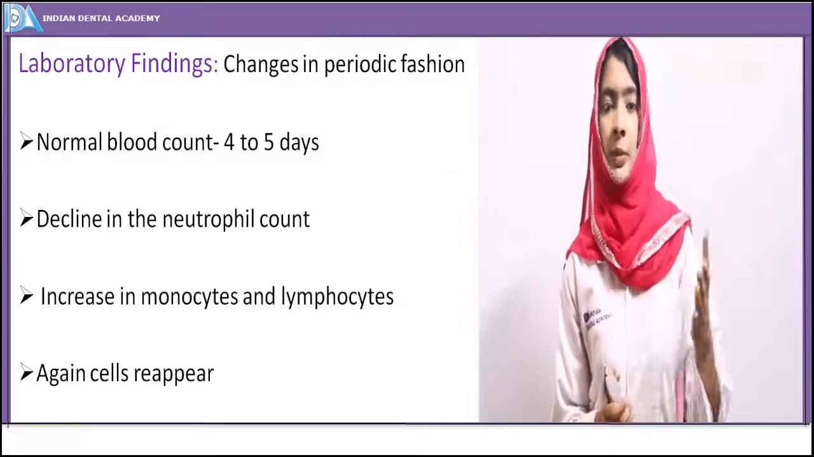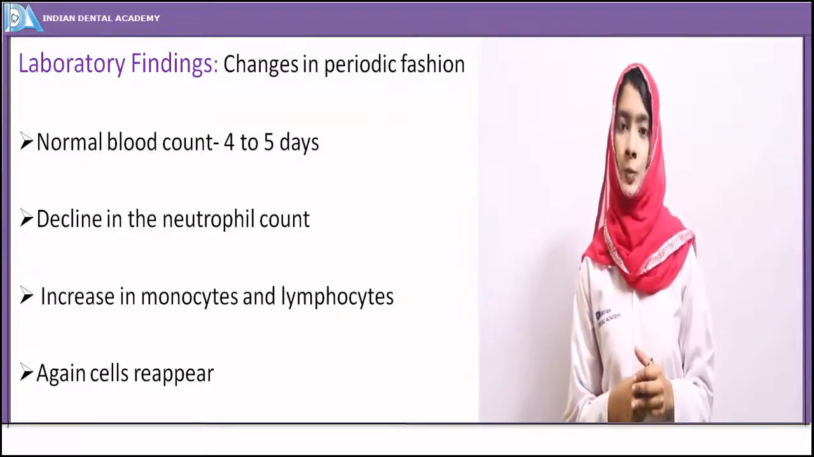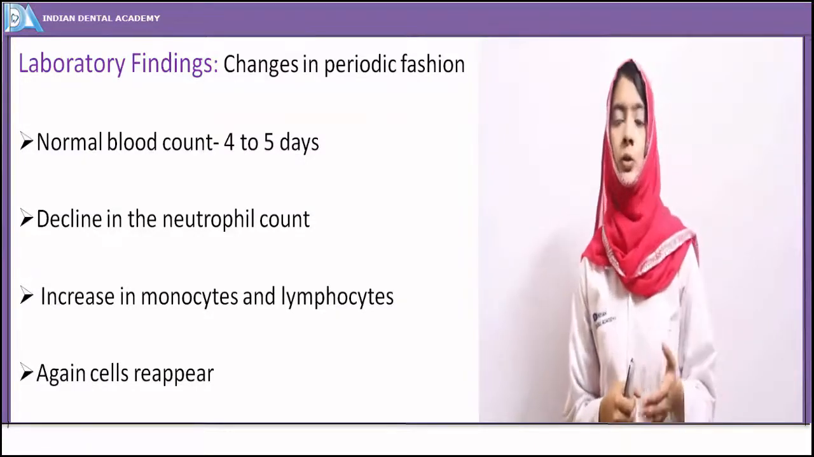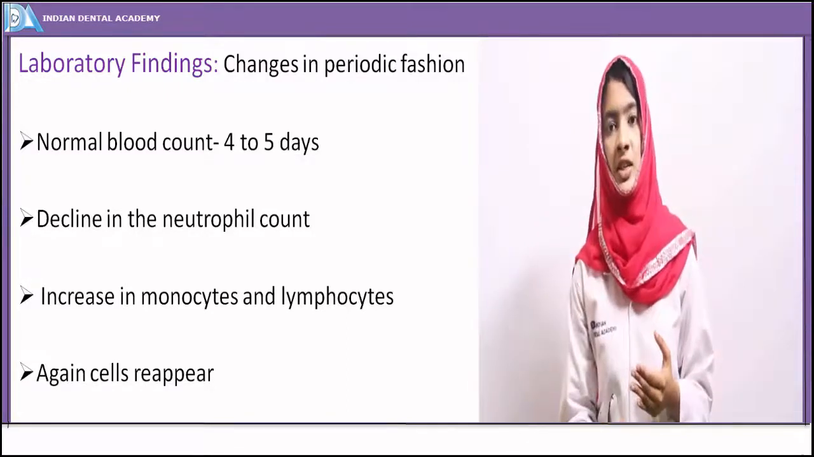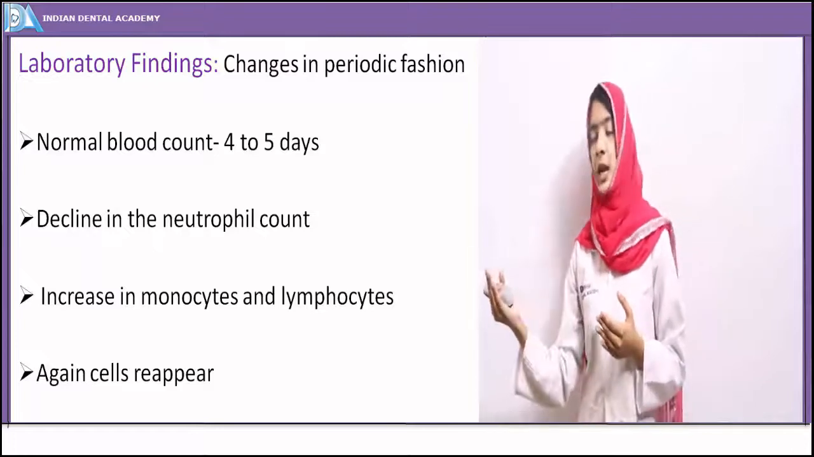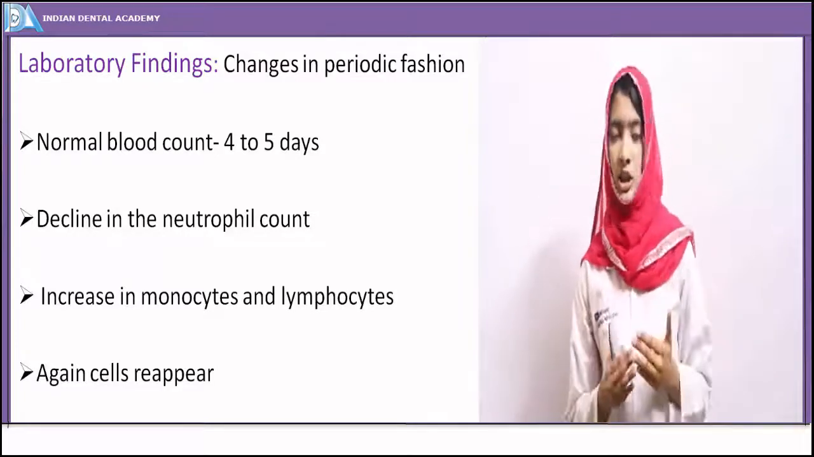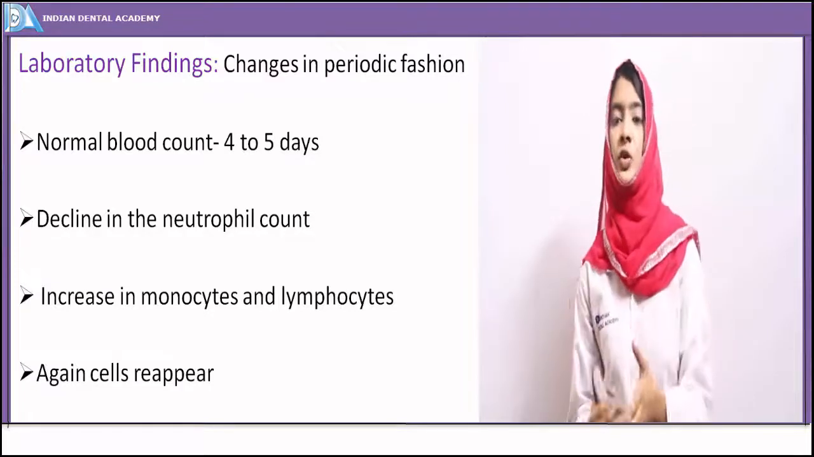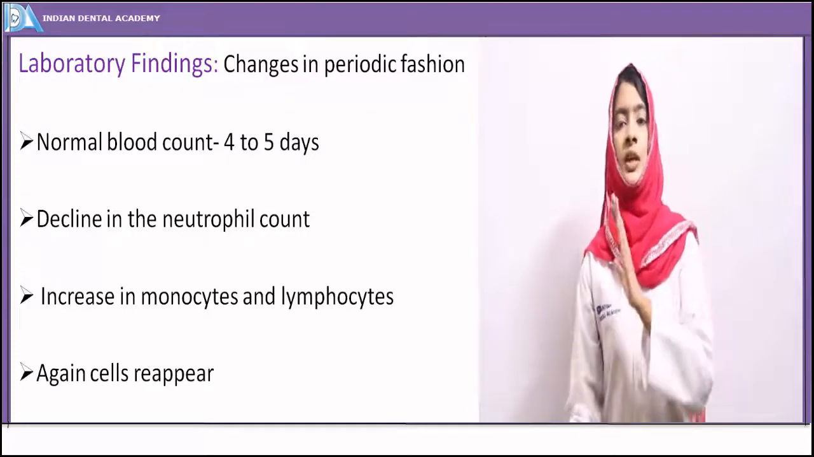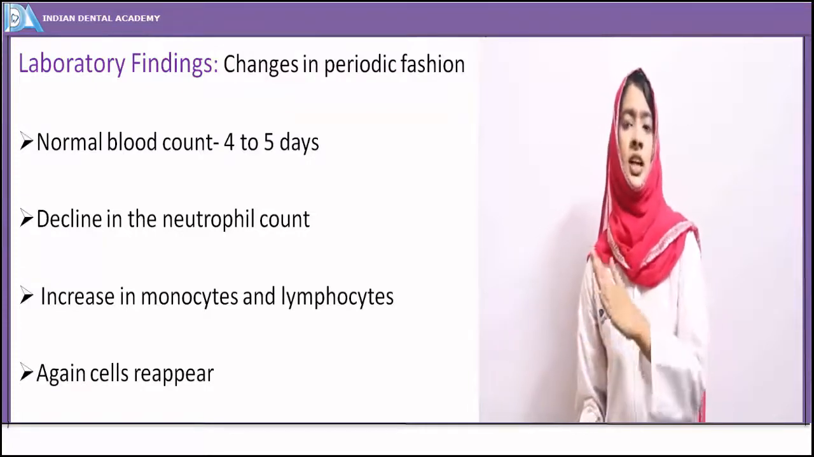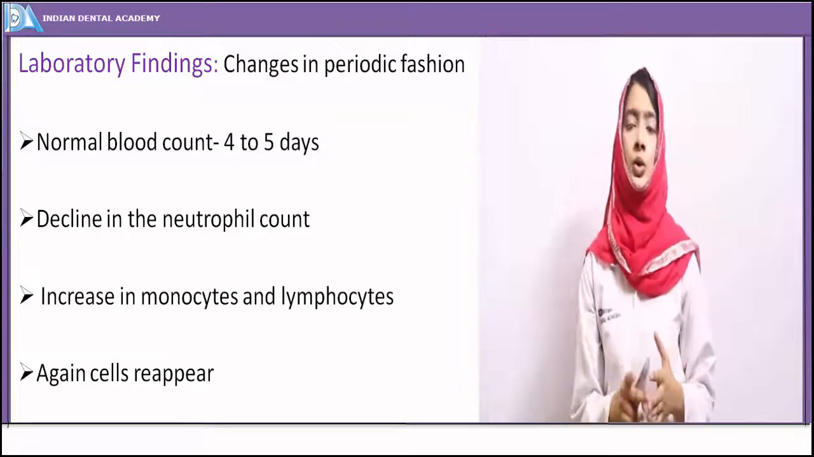And when you see the laboratory picture of a cyclic neutropenic patient, as I told you, cyclic neutropenia has a periodic cycle of every 3 weeks. Suppose you take the blood picture of a patient: the patient has a normal blood count initially for the first 4 to 5 days. After 4 to 5 days, the symptoms of neutropenia, that is a reduction in cells, appear. In this state, the complete absence of neutrophils also persists for about 2 days.